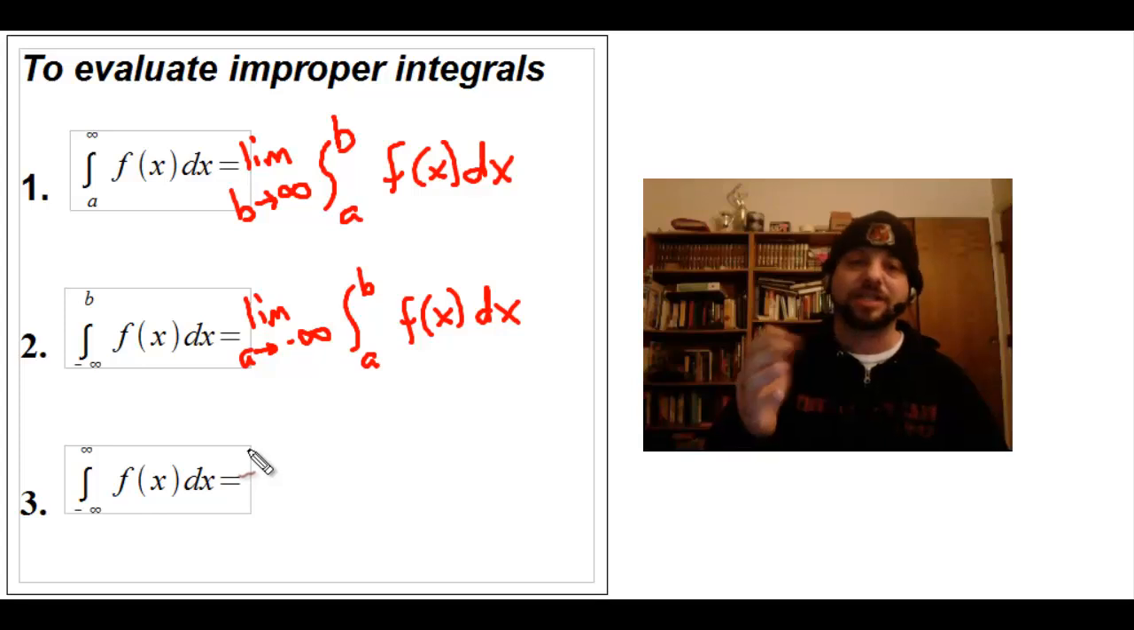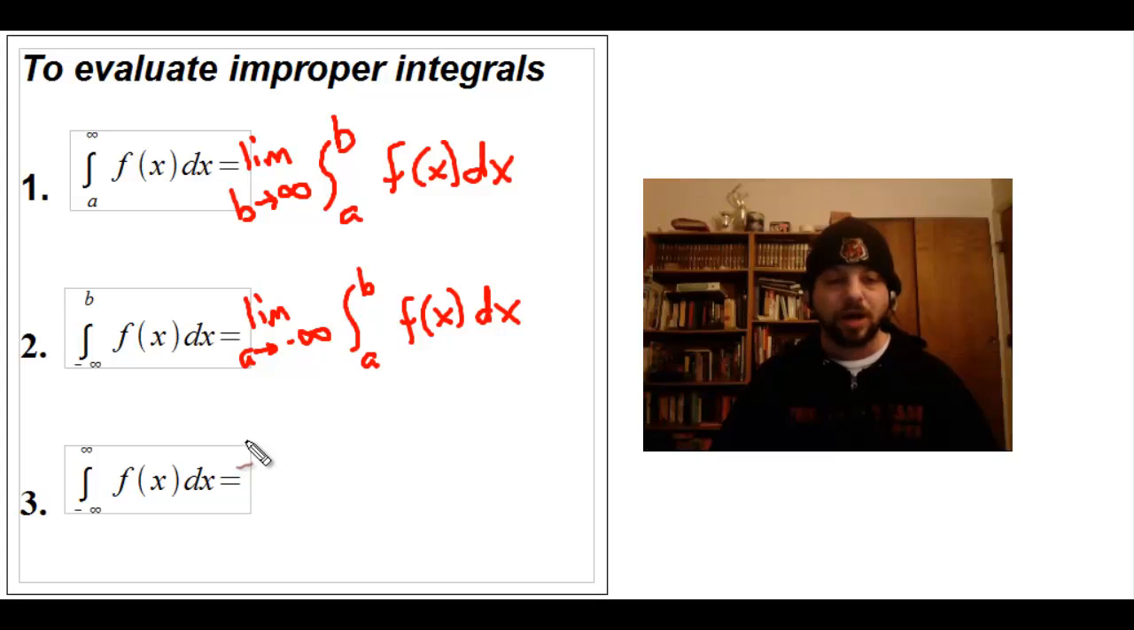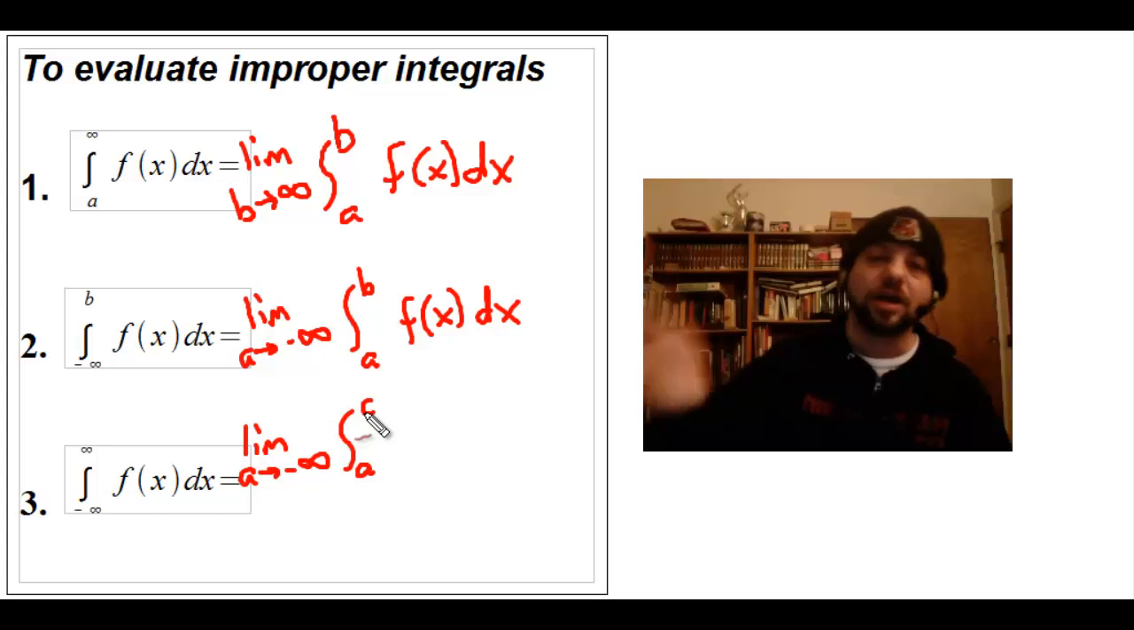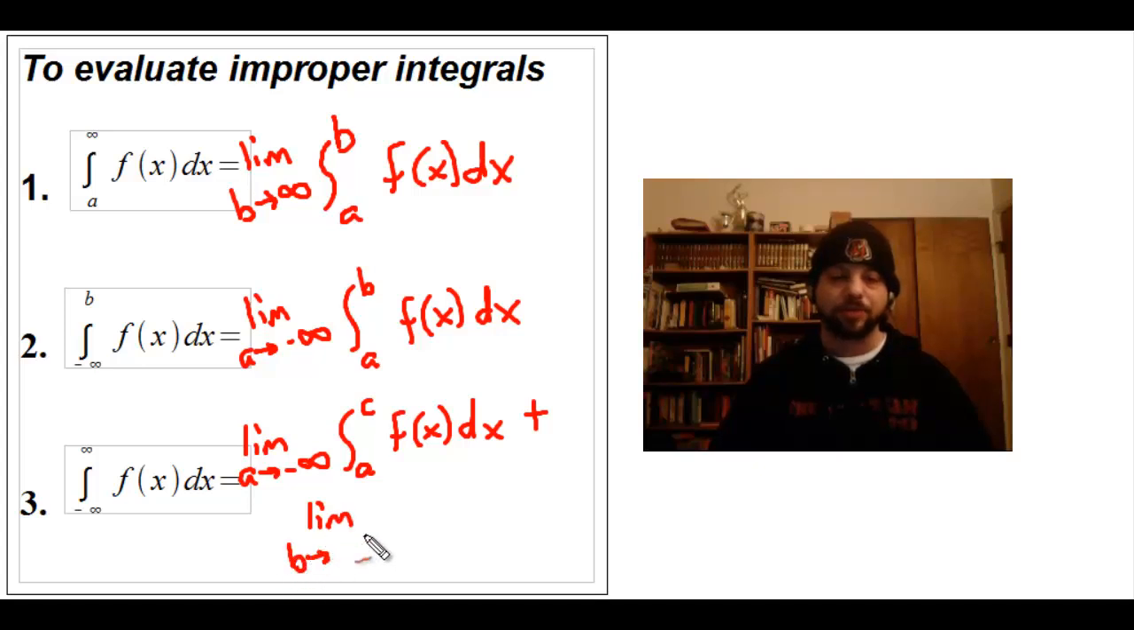The best way to handle this is to choose some arbitrary breaking point. A lot of times we use 0. But what we're going to do is a limit as a approaches negative infinity. So we're going to go from a to some arbitrary value. Again, generally we use 0 if that doesn't cause any problems. So we'll have that integral plus now we're going to handle the upper bound, which is the limit as b approaches infinity. And this time I'm going to go from that arbitrary breaking point up to b.